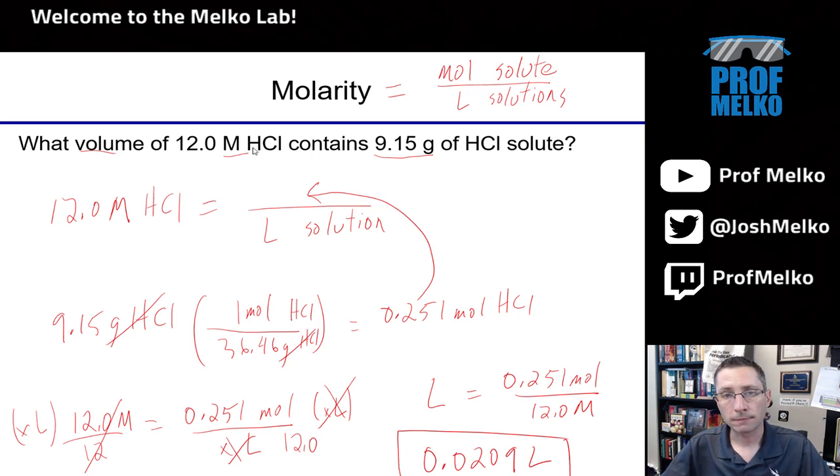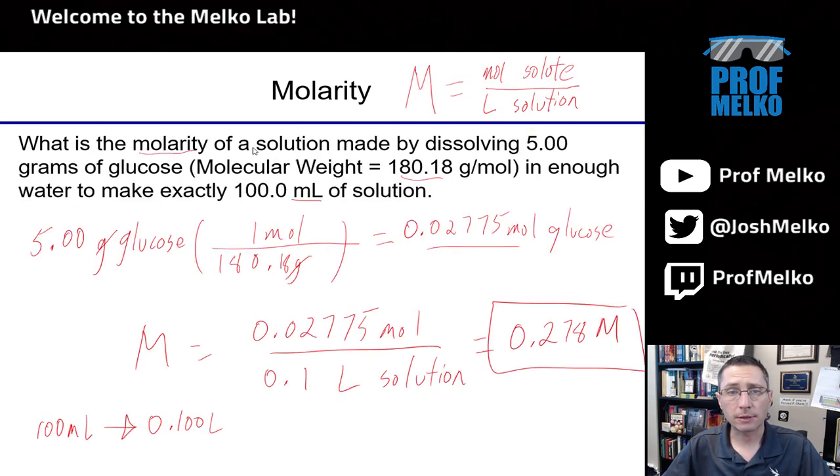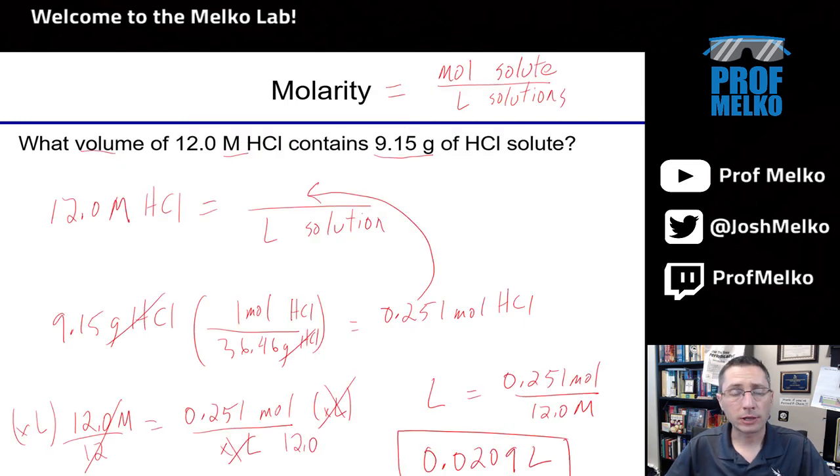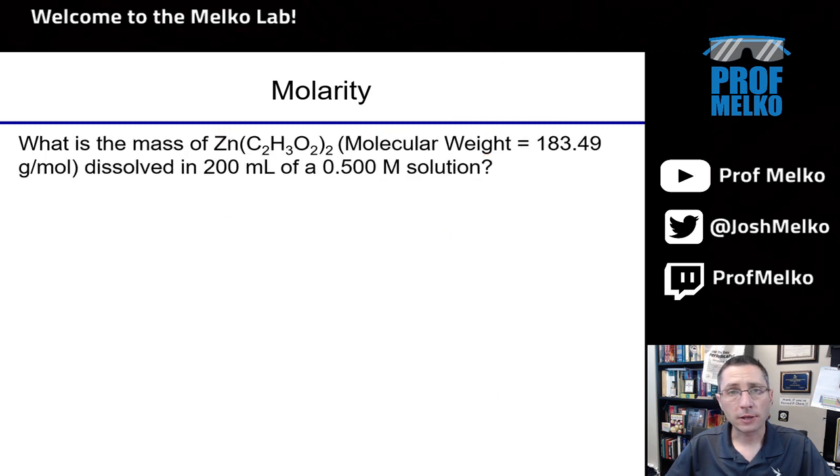That should be my final answer here for the volume of 12 molar HCl that contains 9.15 grams of HCl. So you can see these problems with molarity can be written very differently, asking for different things. It still all comes back to this one formula though. Molarity is moles over liters. Whenever you encounter molarity, just write that formula down, plug in what the given information is, and solve for the one unknown. So that's two types of molarity questions.